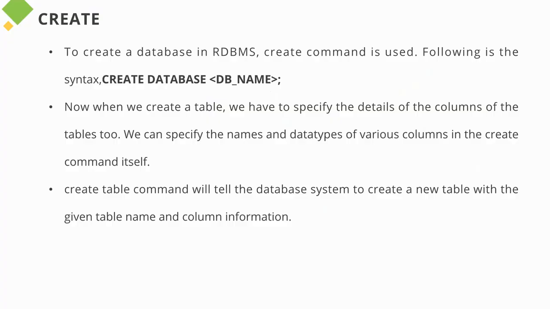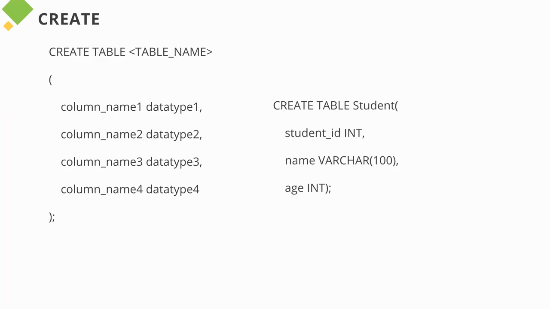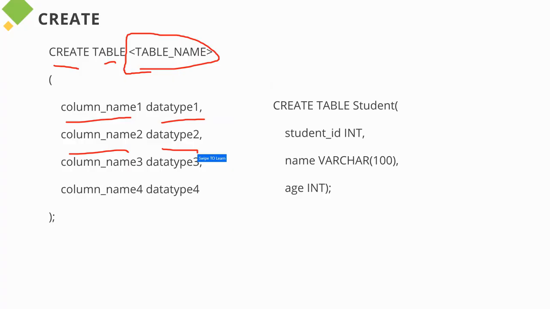In the same way, we can also create a table with the help of the create command. We can specify the names and data types of the various columns and create it in the particular database. The syntax follows like this: create table, table name, followed by parentheses giving your column names and your data types. For example, I need to create a table named student with the columns student ID, name, and age.